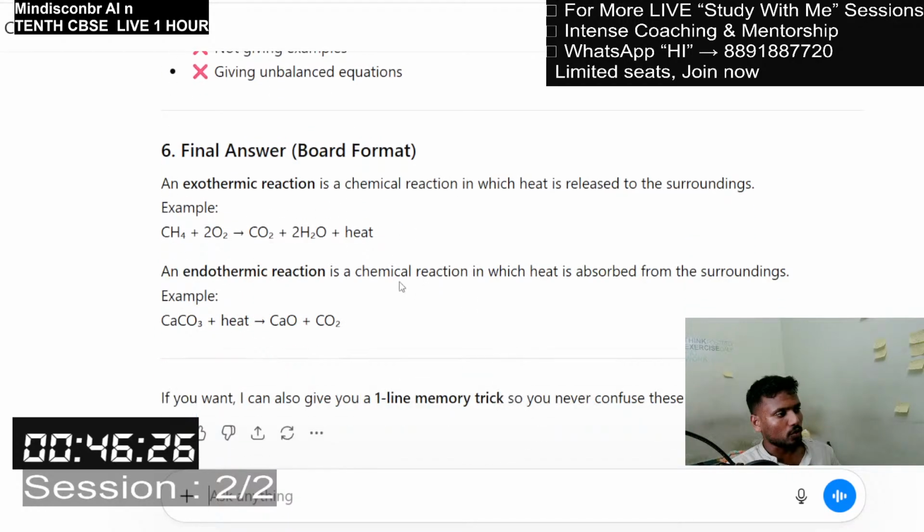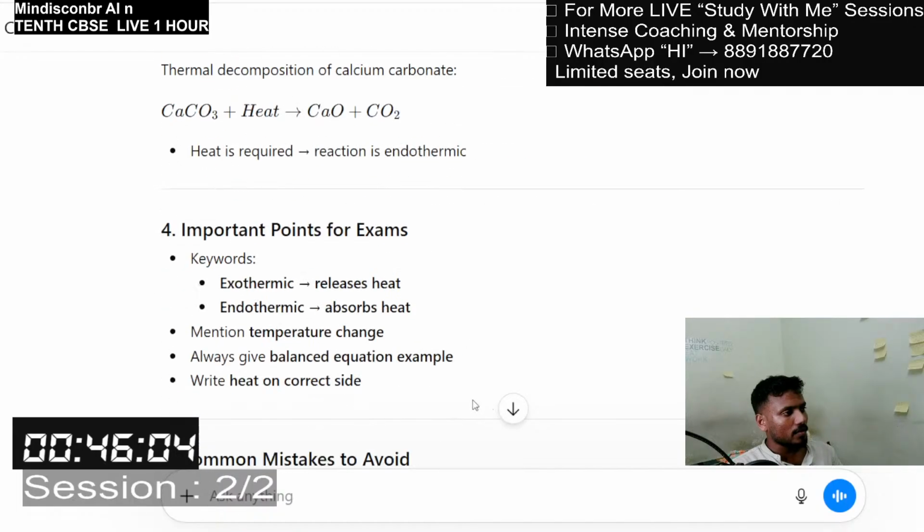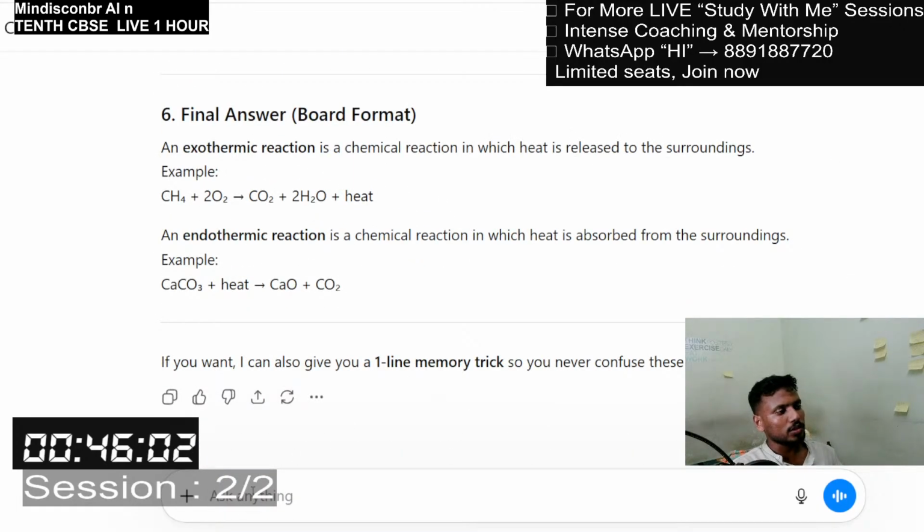Final answer, board format. An exothermic reaction is a chemical reaction in which heat is released to the surroundings. Example: methane plus 2O2 gives CO2 plus 2H2O plus heat. An endothermic reaction is a chemical reaction in which heat is absorbed from the surroundings. Example: calcium carbonate plus heat gives calcium oxide plus carbon dioxide. We can also look at some more examples of exothermic and endothermic reactions.